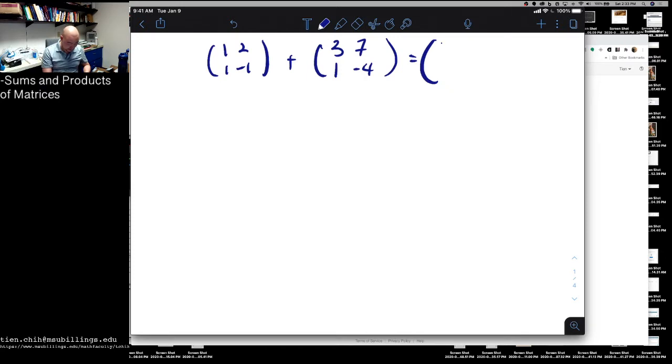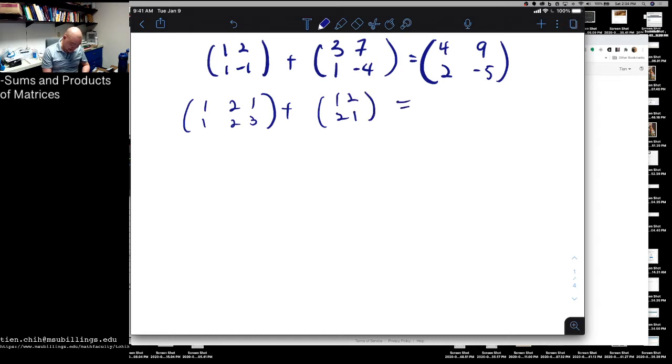It's going to be 1 plus 3, 4, 2 plus 7, 9, 1 plus 1, 2, minus 1 plus minus 4 is minus 5. Alright, so sums work exactly like you would expect sums to work. If I take [1, 2, 1; 1, 2, 3] plus [1, 2; 2, 1], then this is not defined. Right? And so you can only sum two matrices together if they have the same dimensions.